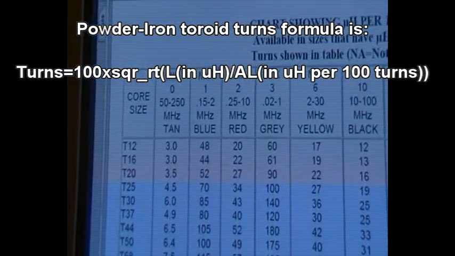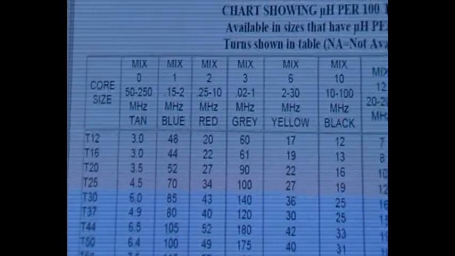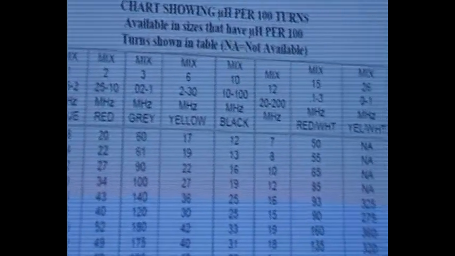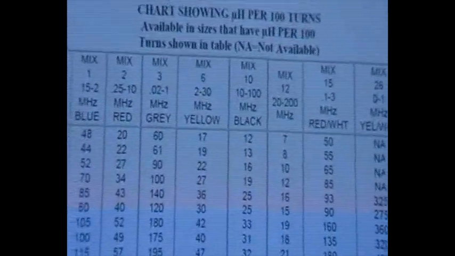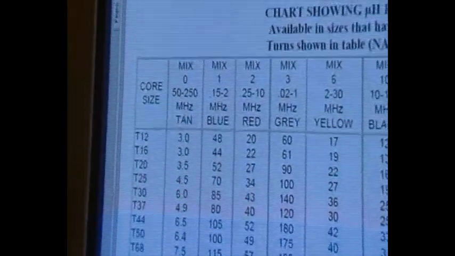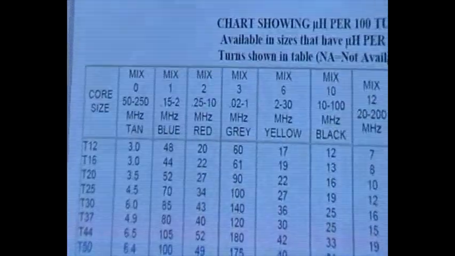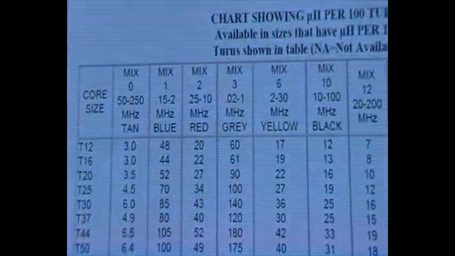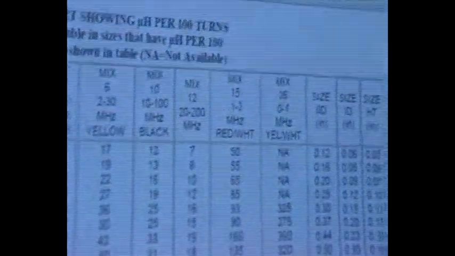And you can see there the ranges of frequency that you'll get for decent Q, and you can also see there that each of the mixes has been given a different color. I've never heard of manufacturers going outside of those colors. I don't think they'd be able to sell their cores as well if they did.